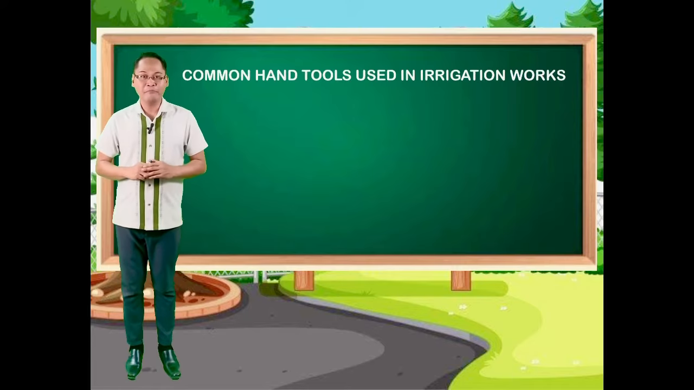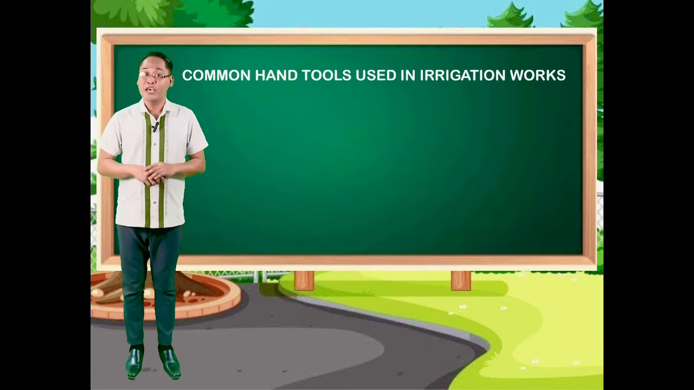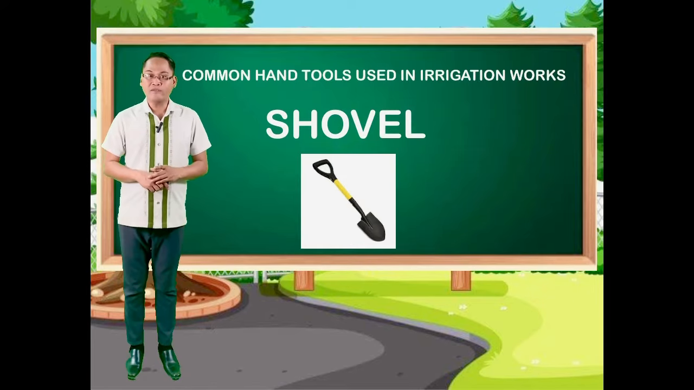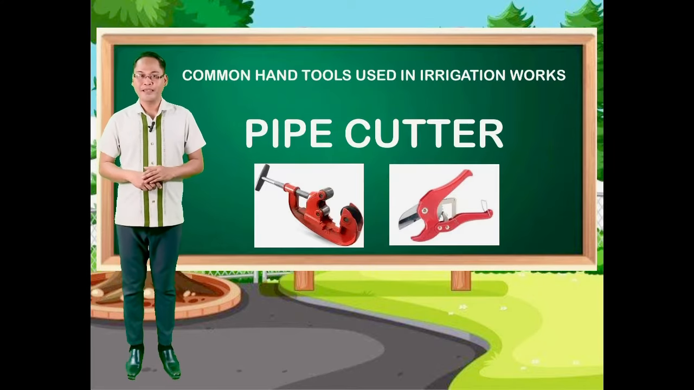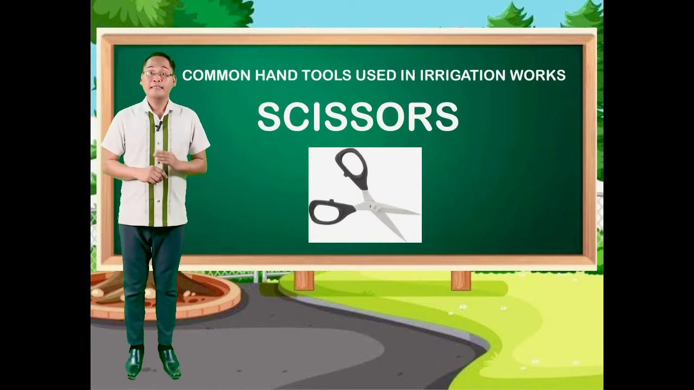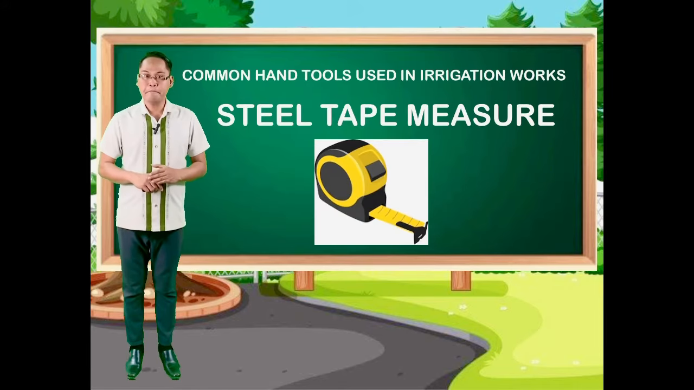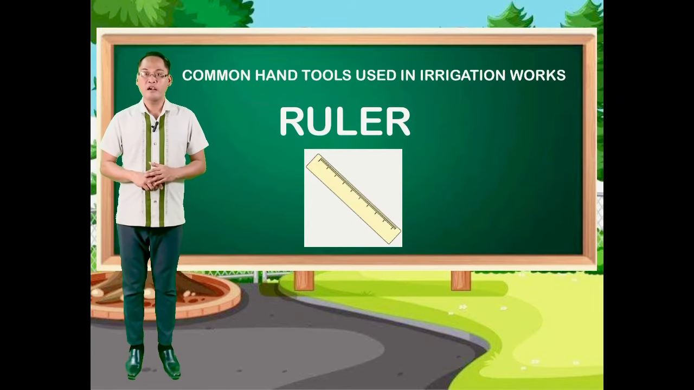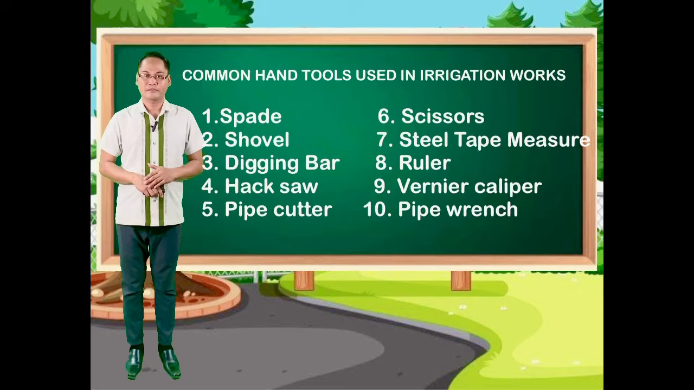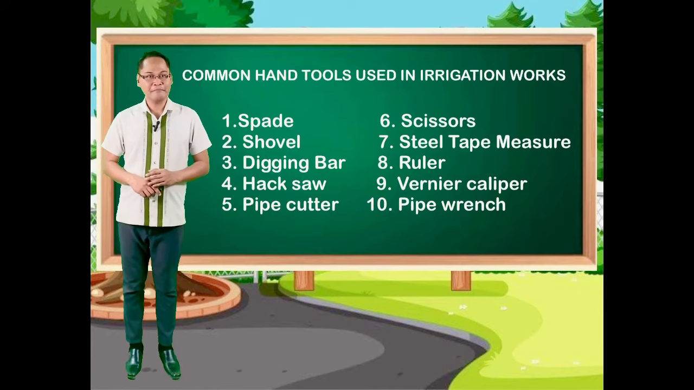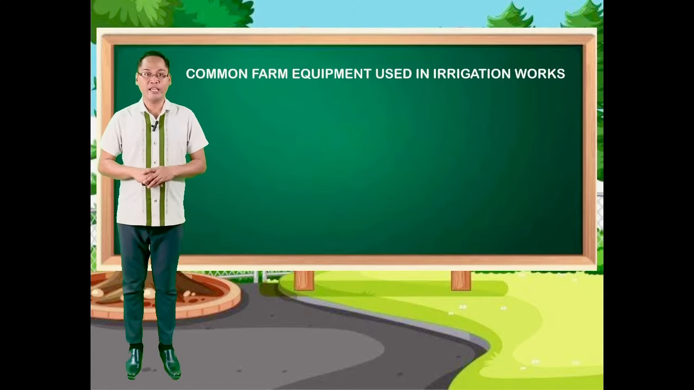Can you now name the examples of common hand tools used in irrigation works? Again, these are spade, shovel, digging bar, hacksaw, pipe cutter, scissors, steel tape measure, roller, vernier caliper, and pipe wrench. This time, we will study some common farm equipment used in irrigation works.